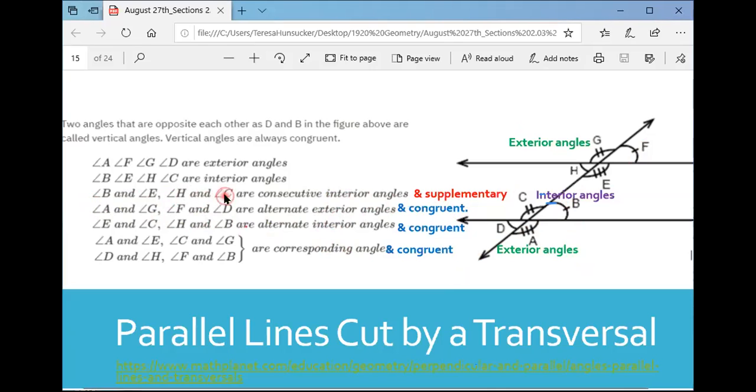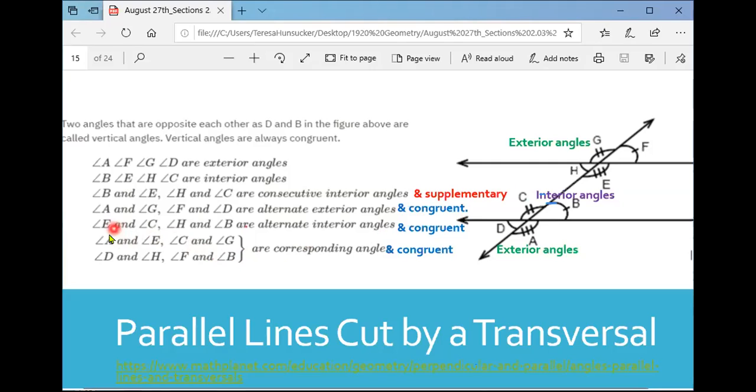B, E, H, and C. B, E, H, and C are not opposite angles, but they're in the interior on the same side of the transversal. And they are the only ones that are supplementary. So the measure of E and B is 180. H and C is 180. Okay?